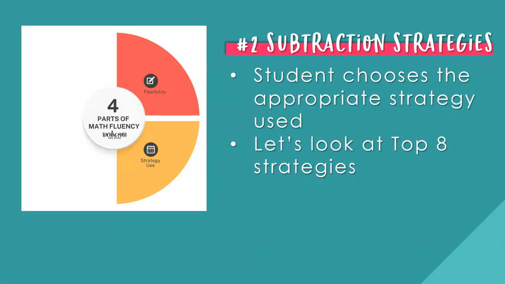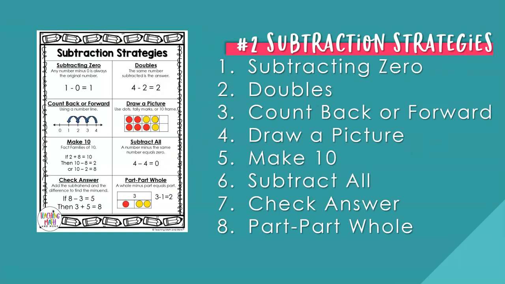Part 2 of subtraction fluency are the strategies. It's where the student chooses the subtraction strategy to use. It must be an appropriate strategy for subtraction fluency. So let's look at the top 8 strategies now. Number 1, subtracting 0 is any number minus 0 is always the original number. Here is 1 minus 0, which equals 1, the original number. Subtracting 0 does not change the original number.